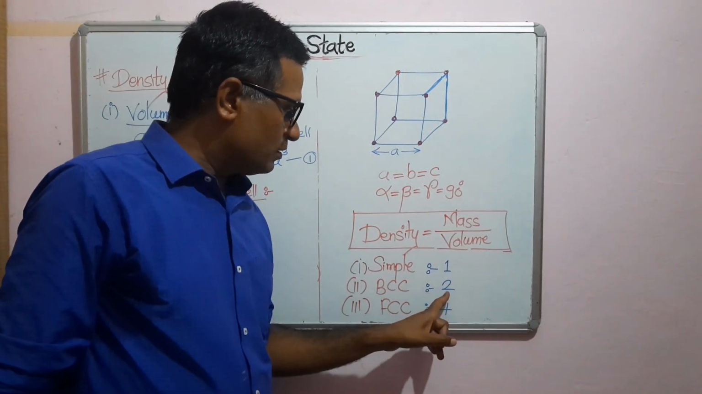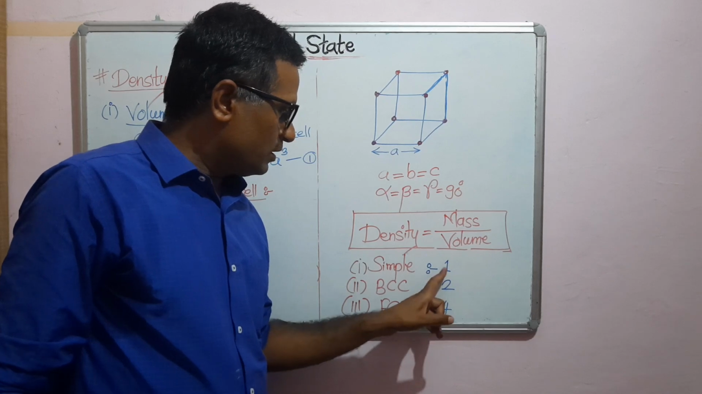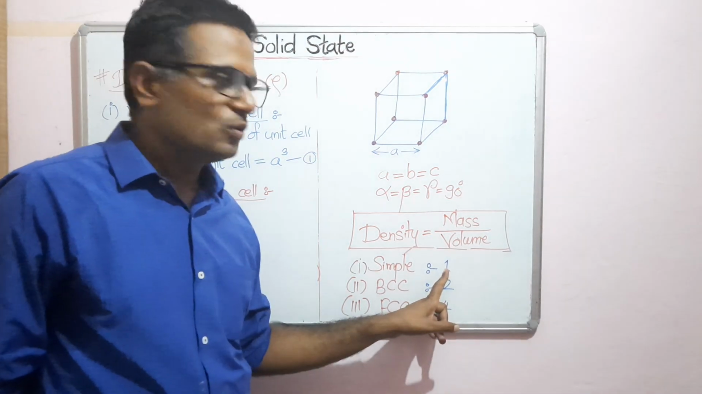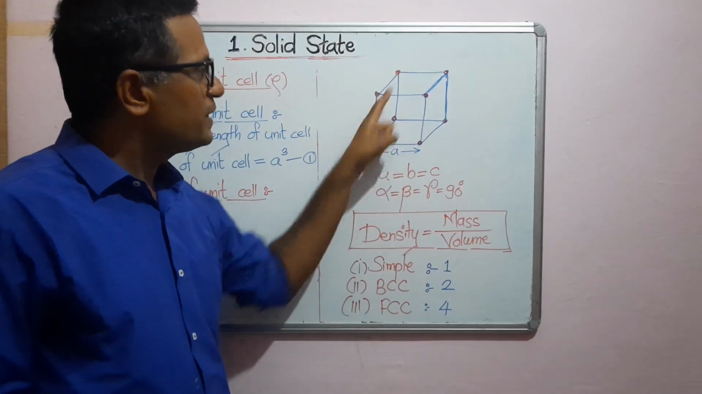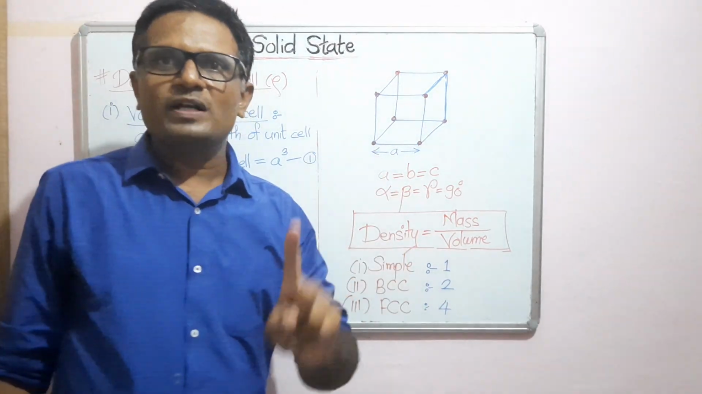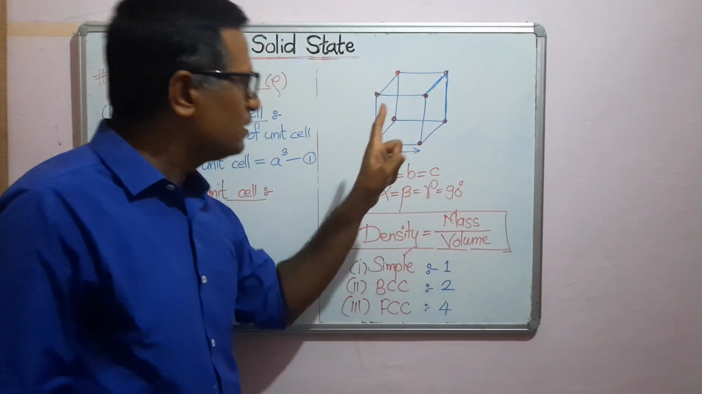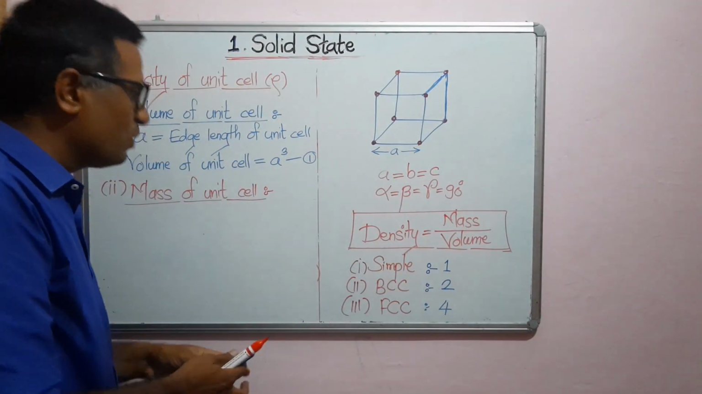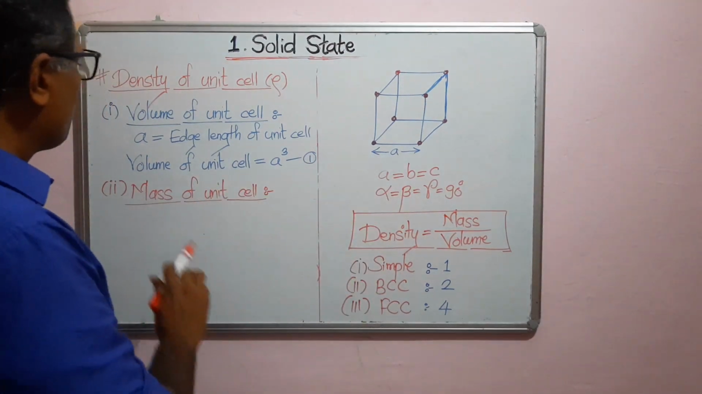Suppose a certain element has a simple cubic unit cell. If it is a simple cubic unit cell, there is only one atom. So whatever is the mass of one atom is the mass of the simple cubic unit cell. That is what I want to say. This is how you calculate the mass of a unit cell.